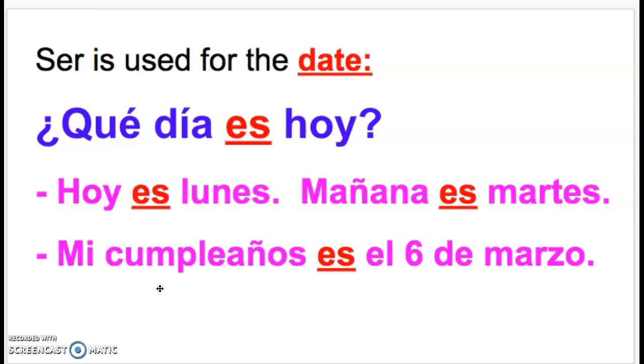We've also used it for the date. ¿Qué día es hoy? Hoy es lunes. Hoy es martes, mañana es martes, mi cumpleaños es el 6 de marzo. So anytime we're talking about the date, whether it's an actual physical date, like with a month and a day, or a day of the week, we use es. So we've gotten really good at using ser.